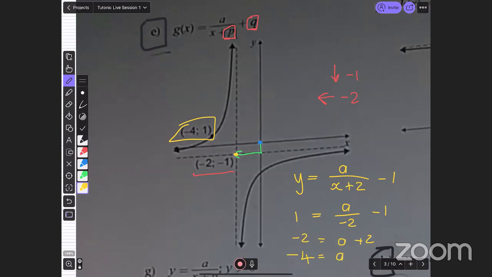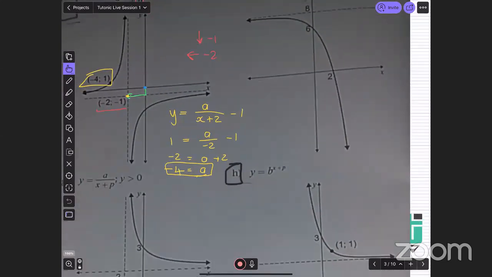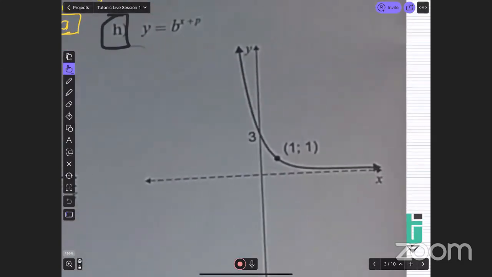Which makes sense, right? Because it's in the second and the fourth. So if you got a positive answer for A, you know you're wrong. Do you guys see that? Yes. You get a positive answer, but you know the graph is in the second, you know it's not right.